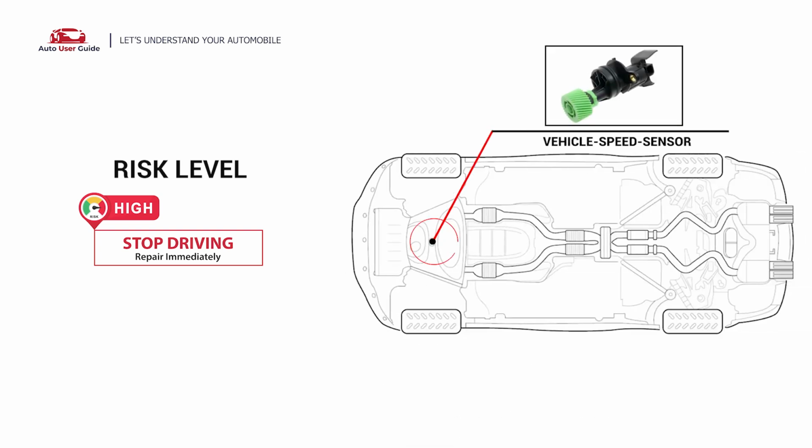This error code indicates that it triggers when your car's powertrain computer detects that the voltage signal from the secondary vehicle speed sensor is abnormally low or has dropped entirely. Under this circumstance, stop driving and repair your vehicle immediately.